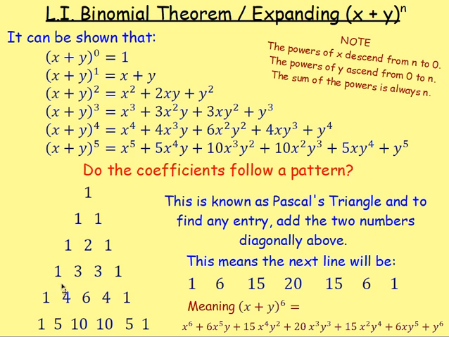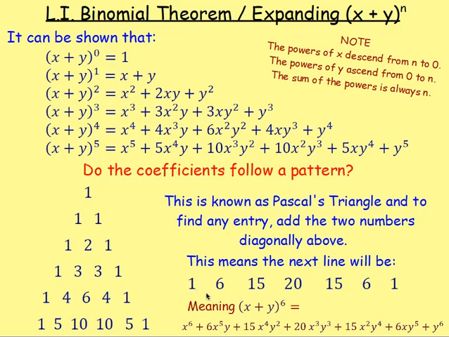Then what you're doing is to get the number here, you would add these 2 diagonally above it. So 1 add 3 is 4, 3 add 3 is 6, 3 add 1 is 4, and then we're finishing with a 1. This follows that pattern for the coefficients, which means then the next line we could work out, just adding the numbers above and so on, starting and finishing with a 1. But if you expand x plus y to the power of 6, the coefficients will follow that pattern.